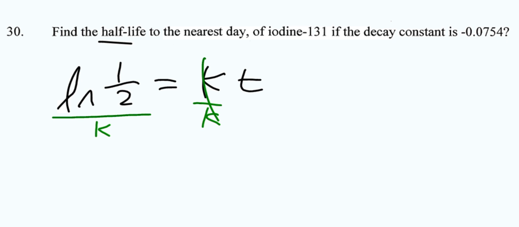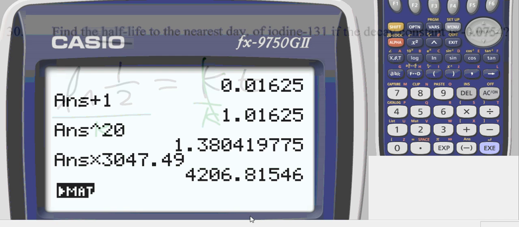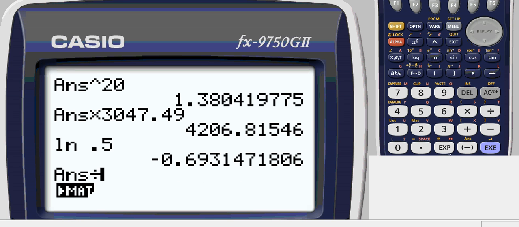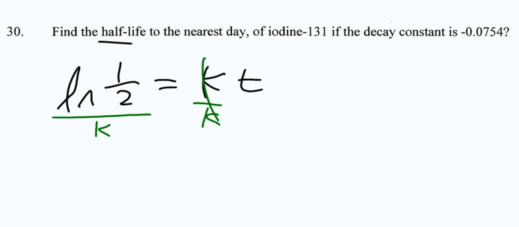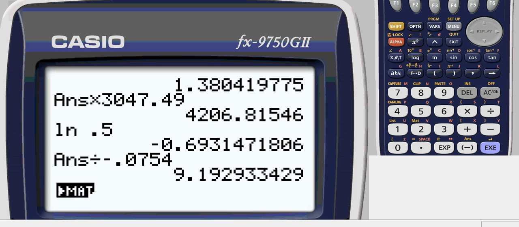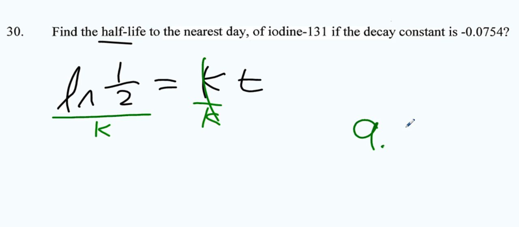negative 0.0754. Natural log of 1/2 divided by negative 0.0754. I think I remember that. Yep. So it's 9.193 from the calculator. And it says to the nearest day. So if we round that to the nearest day, that'll be 9 days.